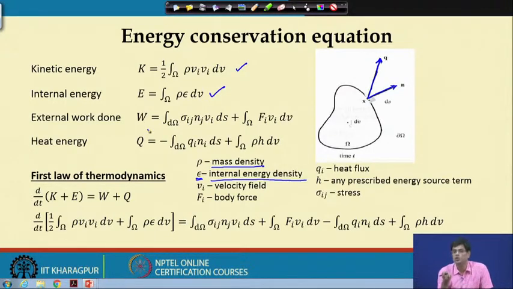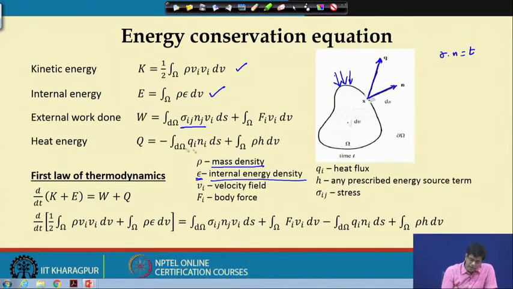And this is my work done. The work done is due to two forces: there is a traction force, where we know sigma dot n is T. So sigma_ij n_j times v is my total external work done due to the purely mechanical loading, and then the volumetric force due to the body force term.